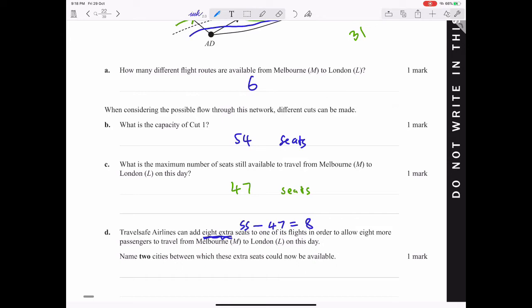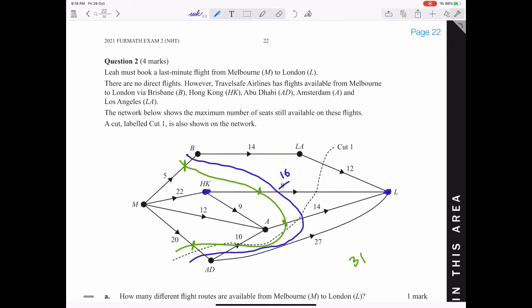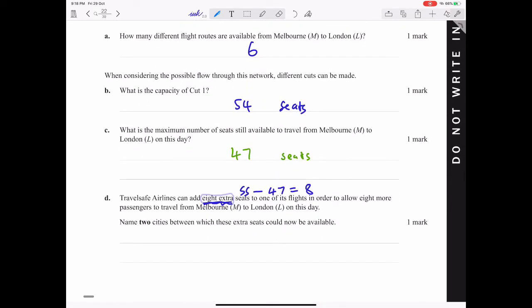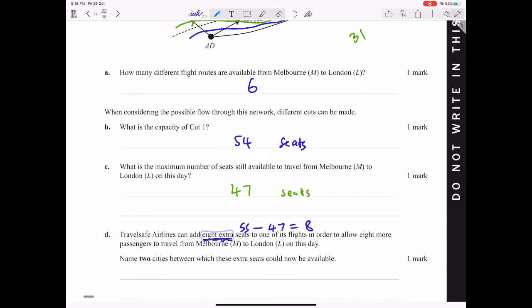So therefore, that confirms that if we add 8 extra seats between Hong Kong and London, that would result in an increase of 8 extra seats on the minimum cart. So therefore, we can confirm that it is between Hong Kong and London.